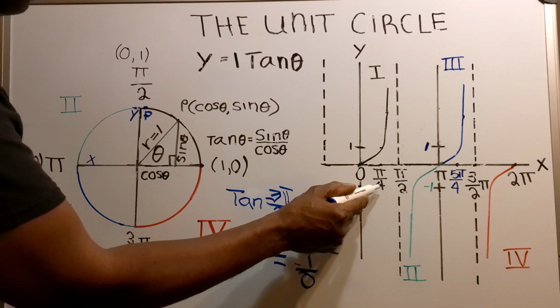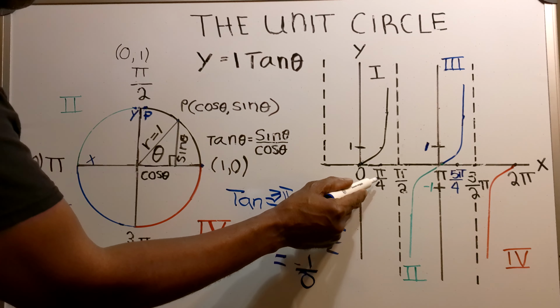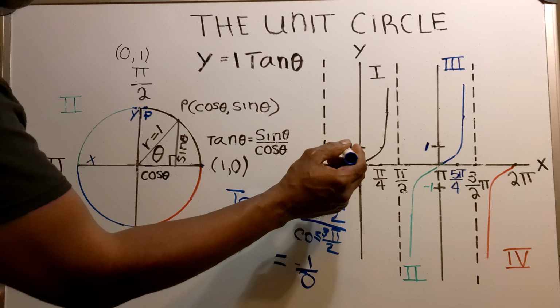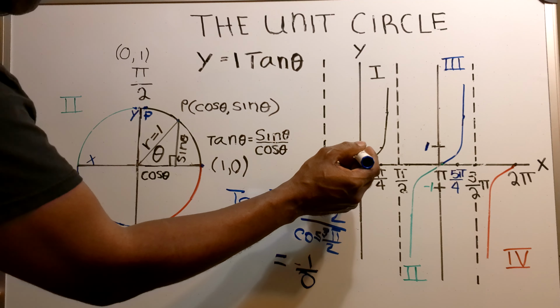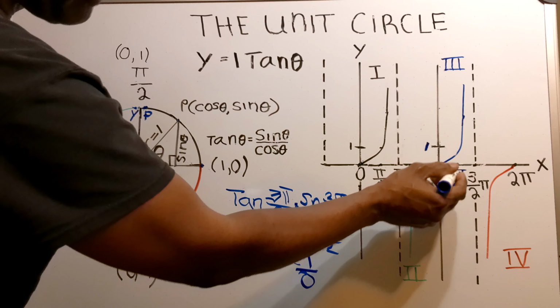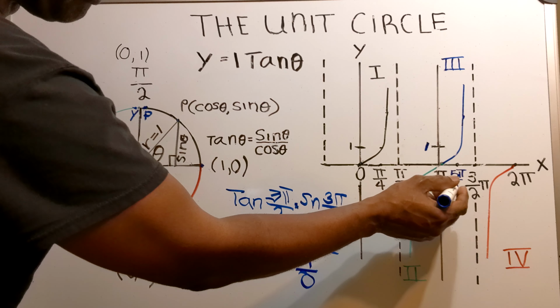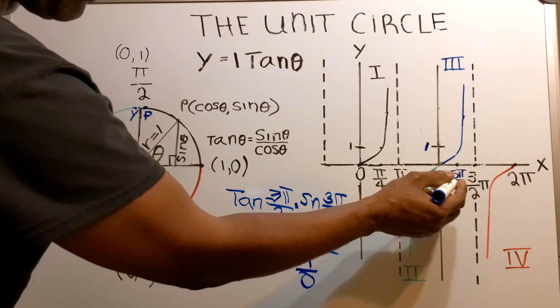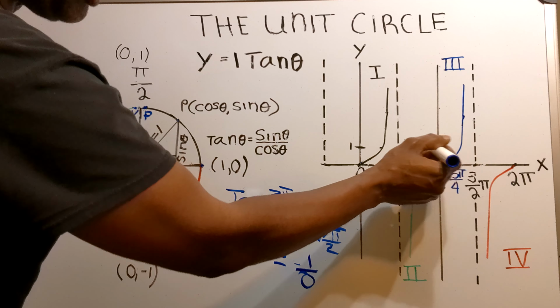At 1/4 pi the tangent is 1, and at 3/4 pi, at 5/4 pi, you also have 1.